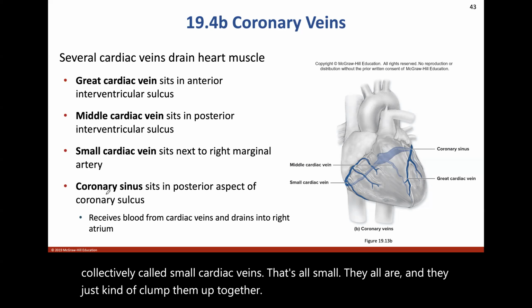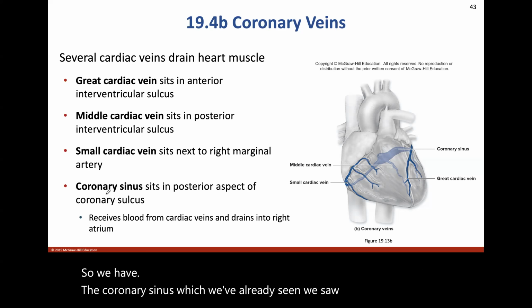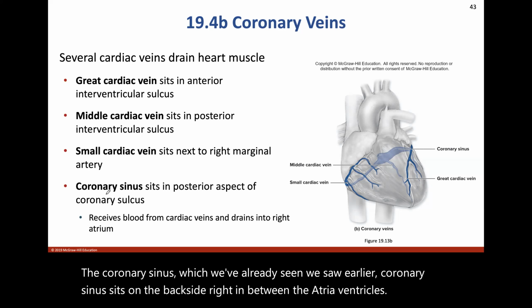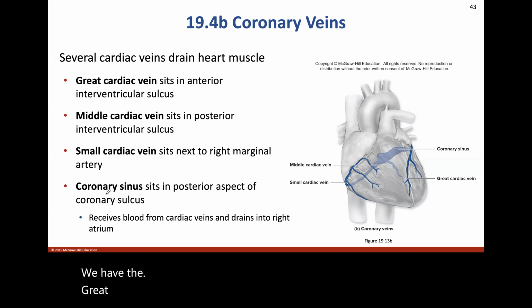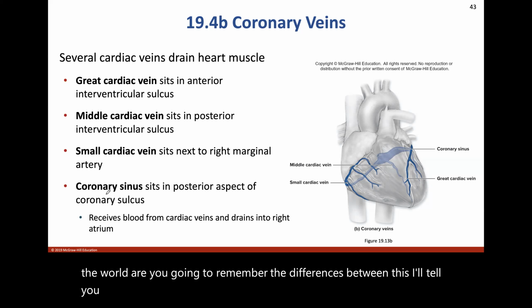So we have the coronary sinus, which we've already seen. Coronary sinus sits on the backside, right, in between the atria and the ventricles. We have the great cardiac vein, the middle cardiac vein, and the small cardiac vein. How in the world are you going to remember the differences between these? I'll tell you. Write it down. Here we go. Ready? Okay.